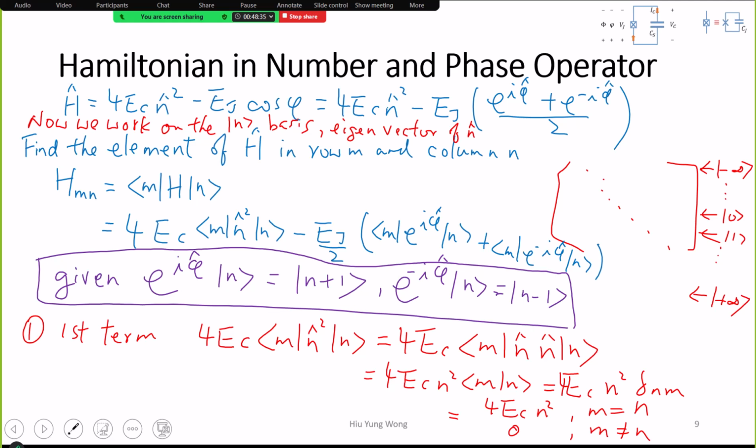Yeah, so we say we don't need quantum mechanics and much math, but eventually this is actually what you learn in quantum mechanics, right? Okay, but I still need to evaluate these two terms. But you probably know how to evaluate already, right? Because I give you these two equations. When e to the power i phi is applied to n, it will give me n plus 1. E to the power negative i phi applied to n gives me n minus 1. And then you do the inner product.